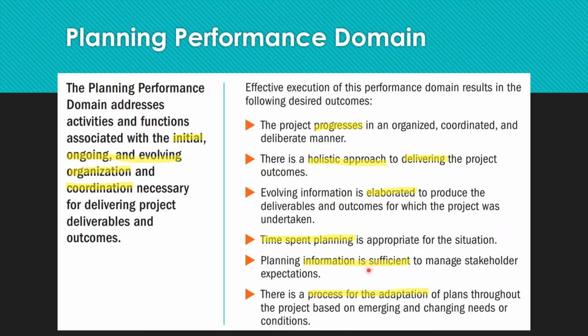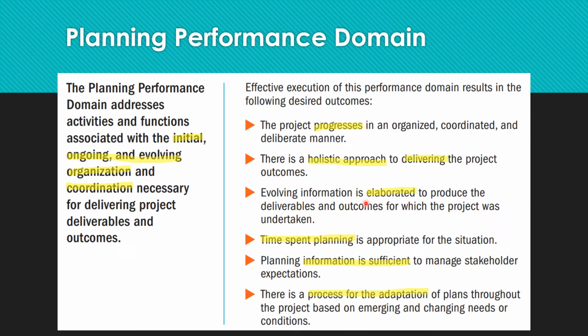The planning information is sufficient. You need to have sufficient planning information to manage the stakeholder expectation. Are you providing adequate information for your stakeholders? That's the question. There should be a process of adaptation in terms of changes, in terms of emergencies. Do you have contingency reserves? Do you have management reserves? Can you adjust to it? Can you get an additional budget if there is a huge change coming your way? Can you adapt the plan based on the market conditions? So these are the desired outcomes of effective execution.